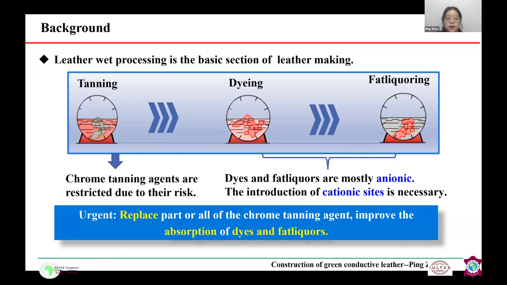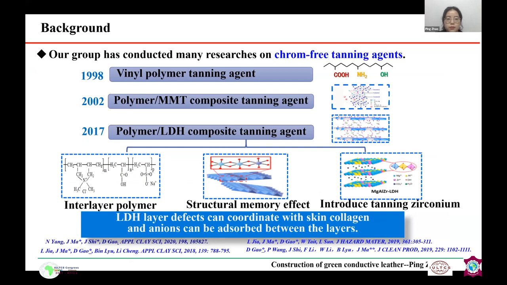Based on this background, and in order to reduce the pollution, our group has conducted many researches on chrome-free tanning agents. At the beginning, vinyl polymer tanning agents were researched, and then nanoparticles such as MMT were introduced into the polymer. What is worth mentioning is that in 2017, layered double hydroxides were researched, including the intercalated polymer LDH, the calcite LDH, and the zirconium-containing LDH.